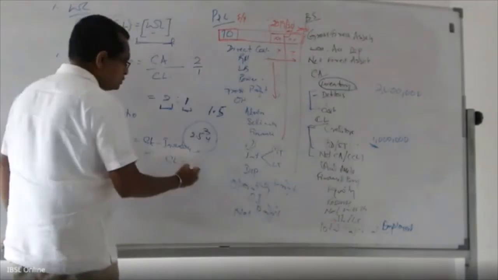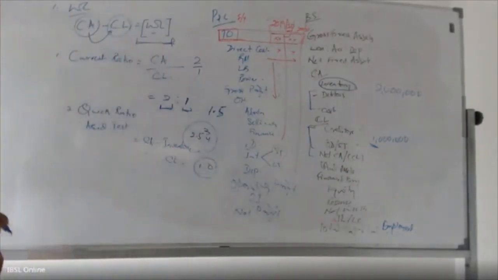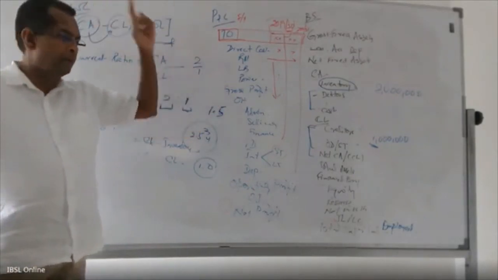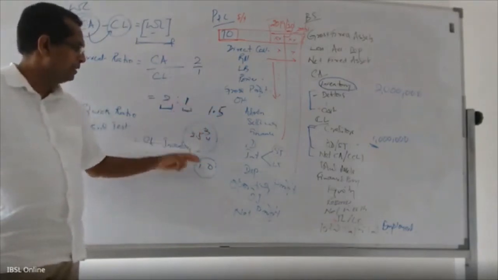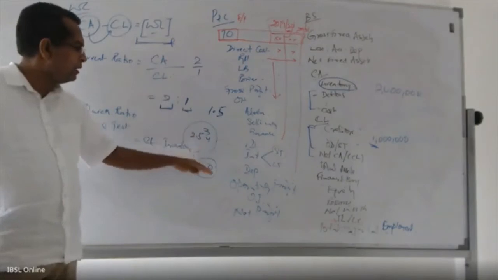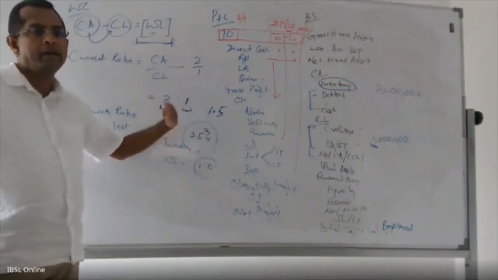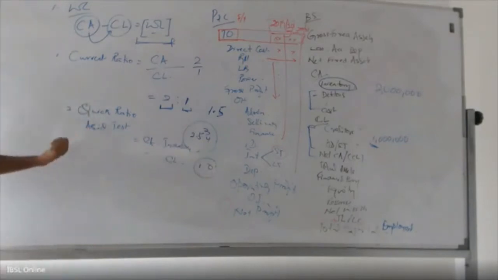If this ratio is around 1, it is a reasonable ratio. Right? Current ratio in the range of 1.5 and above, maybe less than 2.5, is an efficient one. Anything in the range of 1 and above is a decent ratio for quick ratio.